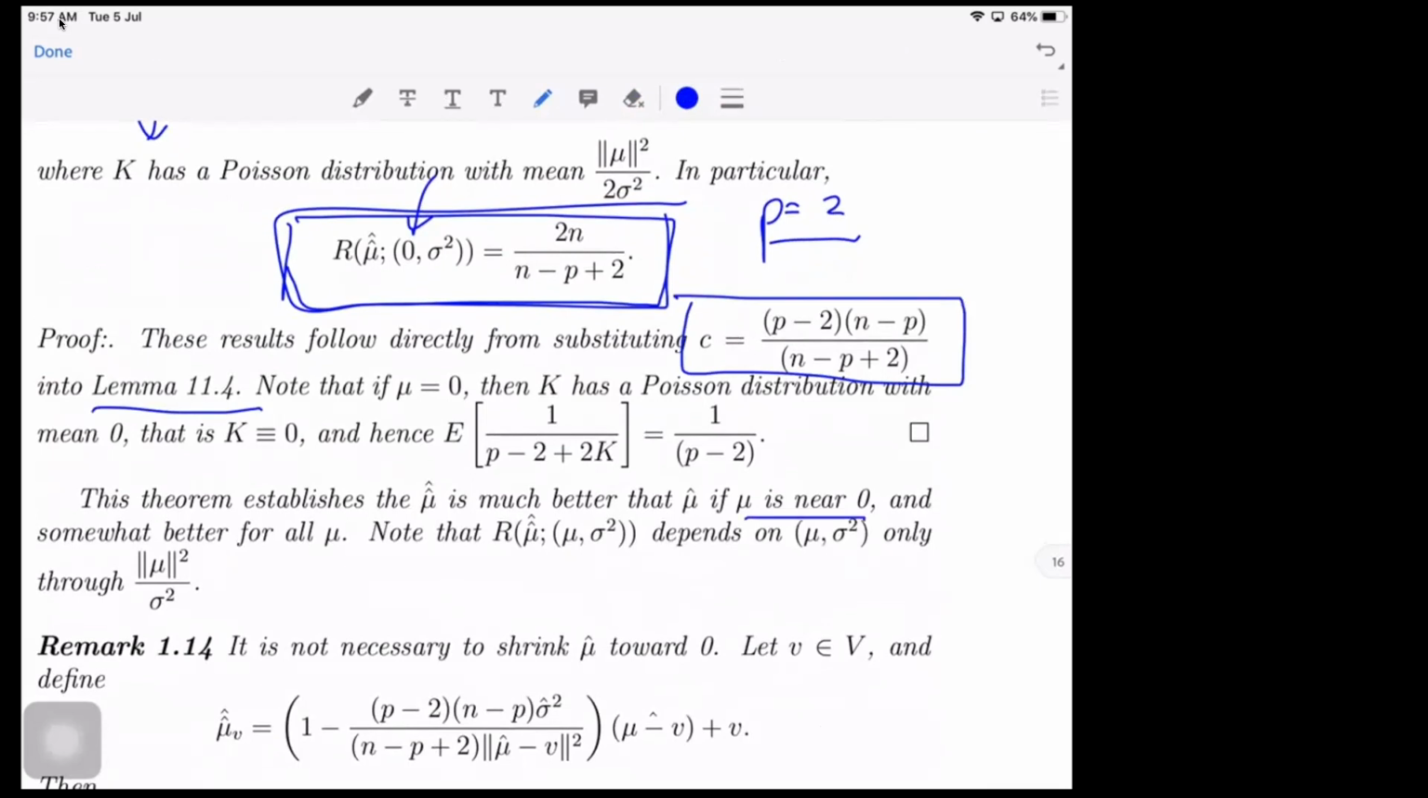And this theorem establishes that mu hat hat is much better than mu if mu is near 0, and somewhat better for all mu, especially when p is greater than 2. Note that the risk associated with the James-Stein estimator depends on mu and sigma only through this mean. So what if we do not shrink towards 0?